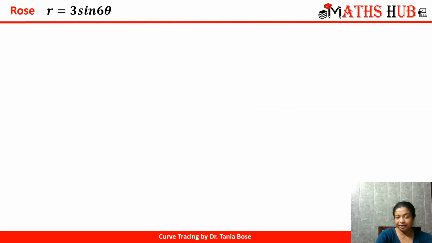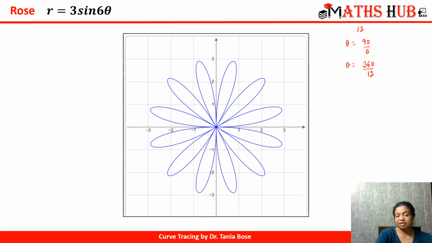Okay, so now you can try r is equal to 3 sine 6 theta. I'll give you the hint that it will have 12 petals. The first one will occur at 90 by 6, and the rest of the petals will occur at a shift of 360 by 12. So you need to figure out how many petals it will have and how it will look, right?